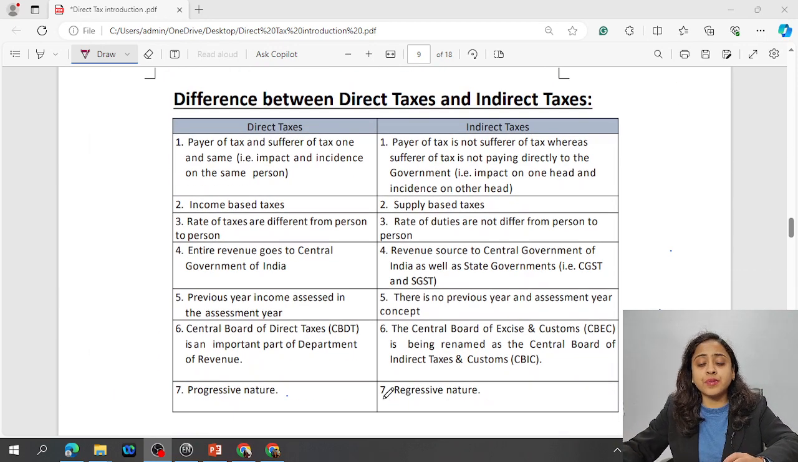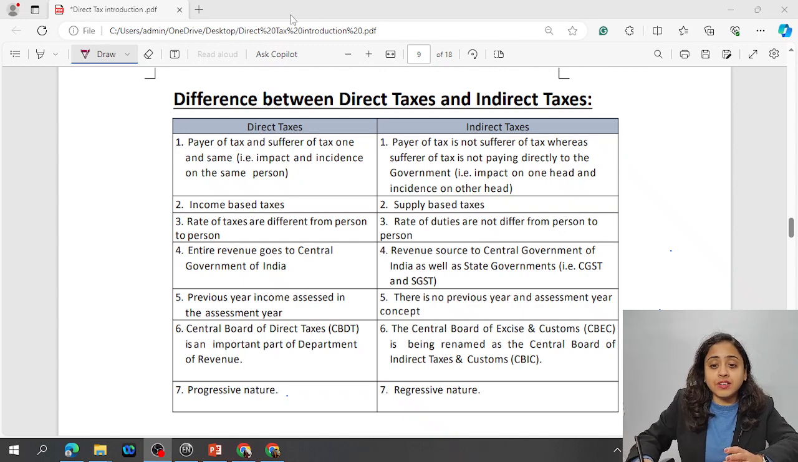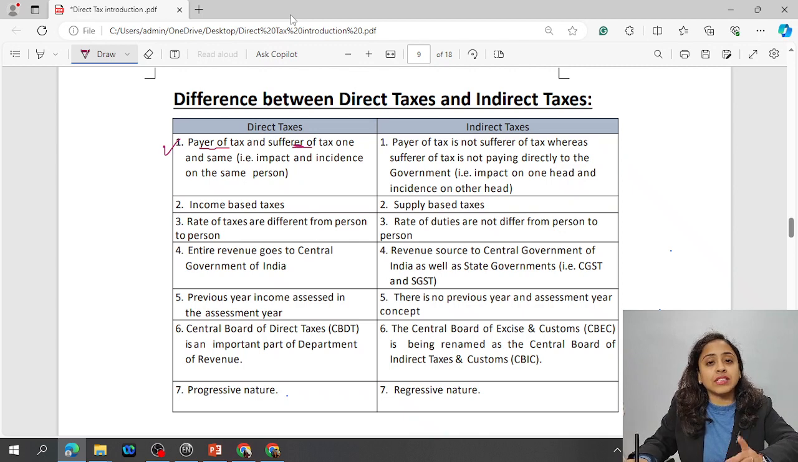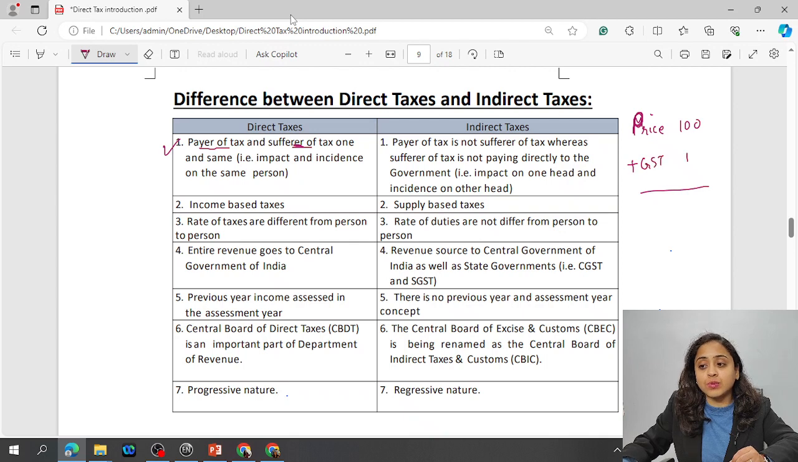So firstly, the difference between direct and indirect. Here, again, the same thing: the payer of the tax and the sufferer of the tax are one and the same person, wherein here it is collected by the seller. For example, the seller has a price that he's charging, for example 100, but he can add taxes, for example GST at the rate of 12%. Now the seller can collect 112 rupees from the customer.